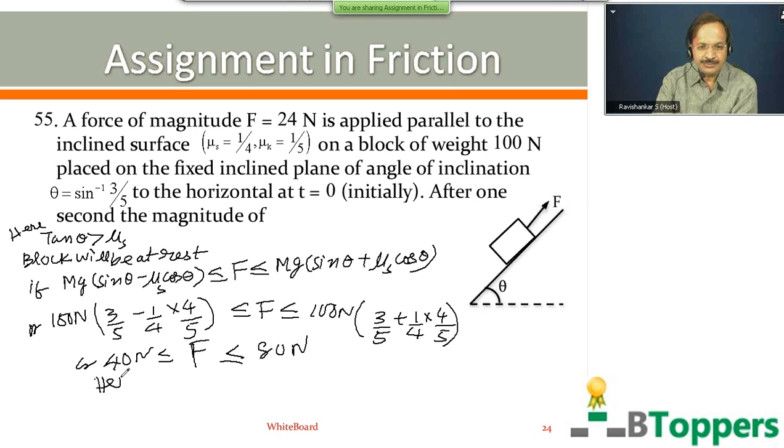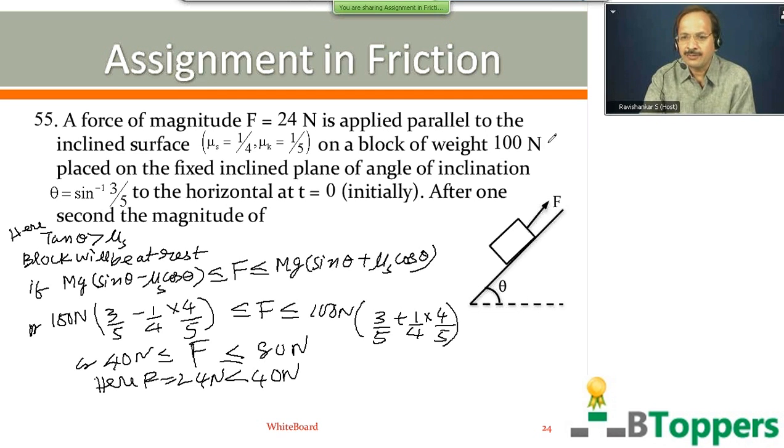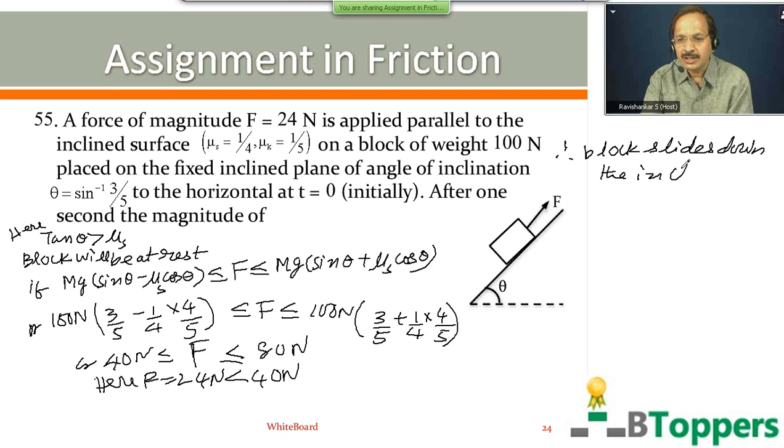So in the given problem, F is given to be 24 Newton, which is less than 40 Newton. Therefore, you can conclude that the block slides down the inclined plane. You can conclude that the block will slide down the inclined plane. Therefore, the force of kinetic friction of the block with the inclined surface acts up along the inclined plane.